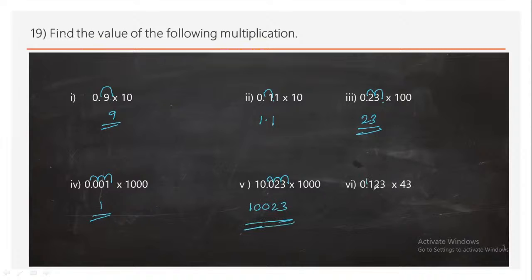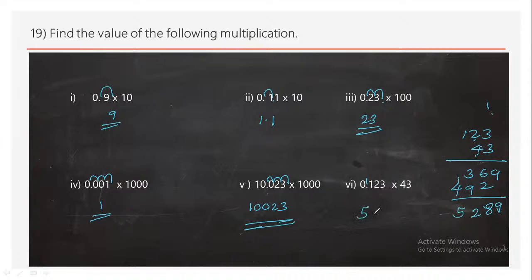Now here you have to multiply by 43. When we are multiplying a decimal number by a whole number, this is different. Just multiply like normal. Then after that, count the number of decimal places and separate the decimal. 123 multiplied by 43. 3 times 3, 9. 3 times 2, 6. 3 times 1, 3. 4 times 3, 12, 1 remains. 4 times 2, 8 and 1, 9. 4 times 1, 4.